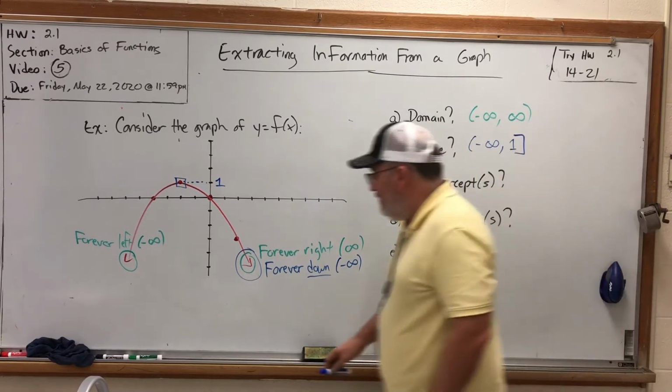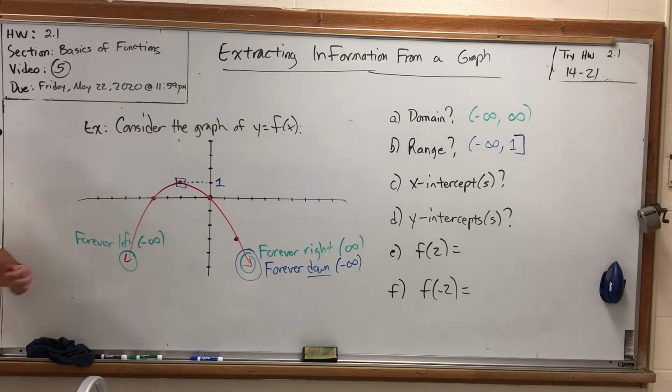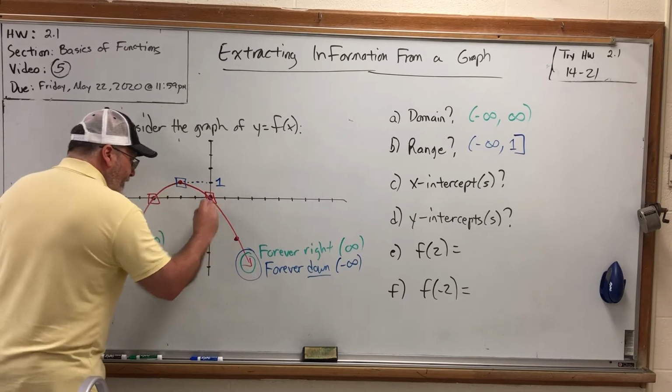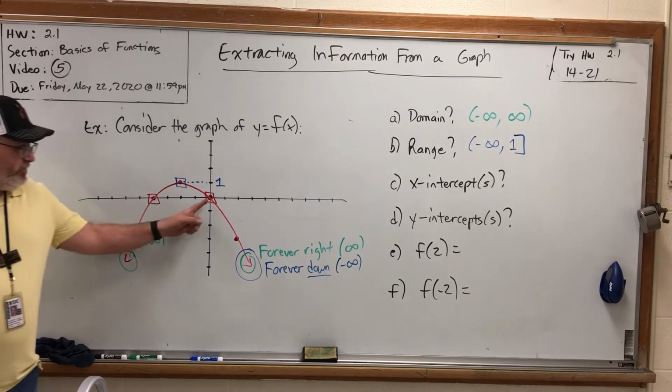Now, we haven't talked about intercepts, but I think the concept is fairly intuitive. An X-intercept is where a graph crosses the x-axis. How many points does this graph cross the x-axis? Here and here. Okay, where on the x-axis? This one's easy, 0.